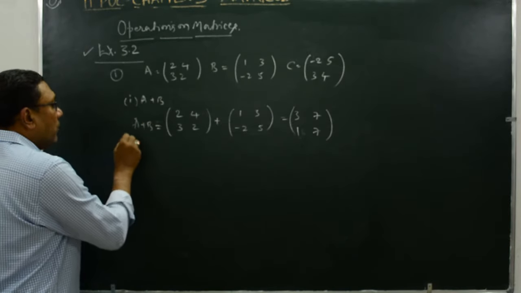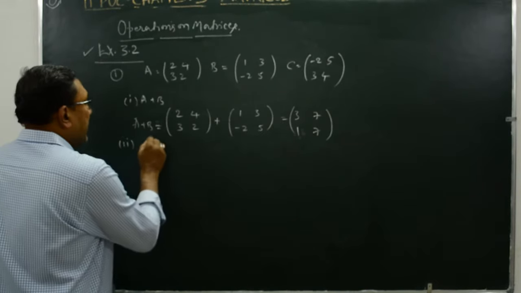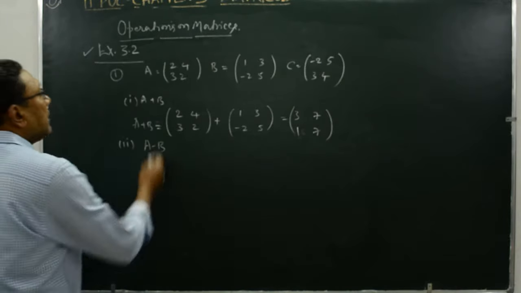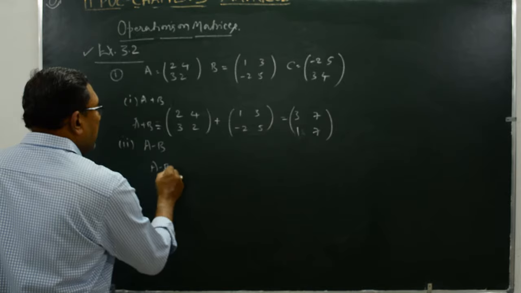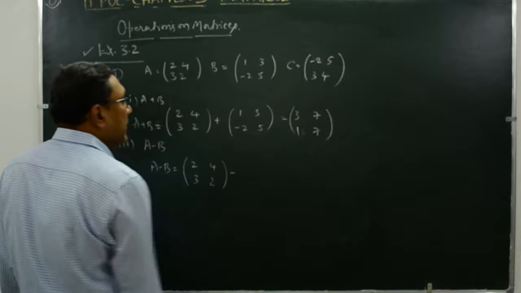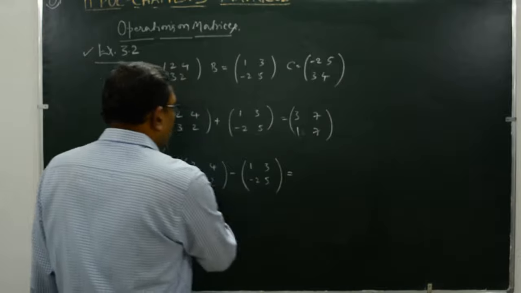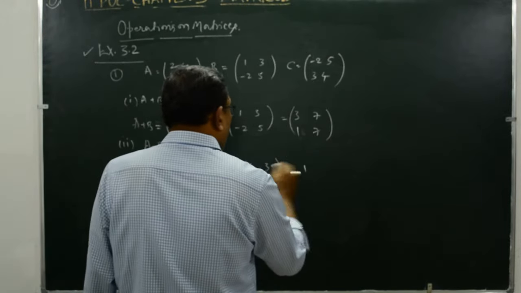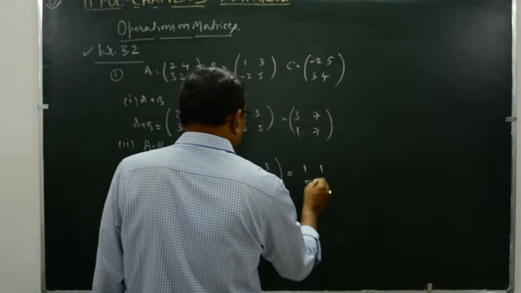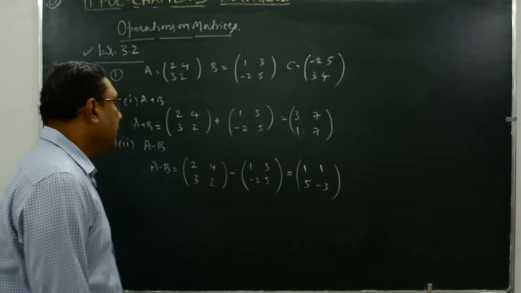What do we have to do? Second, we need to do A minus B, which is subtracting B from A. So A minus B is equal to [2, 4; 3, 2] minus [1, 3; -2, 5]. So 2 minus 1 is 1, 4 minus 3 is 1, 3 minus of minus 2 is 3 plus 2, which is 5, and 2 minus 5 is minus 3. This is the resultant matrix for A minus B.